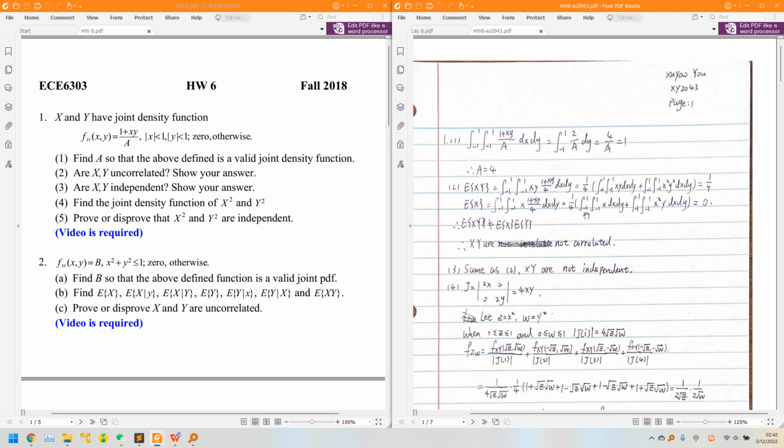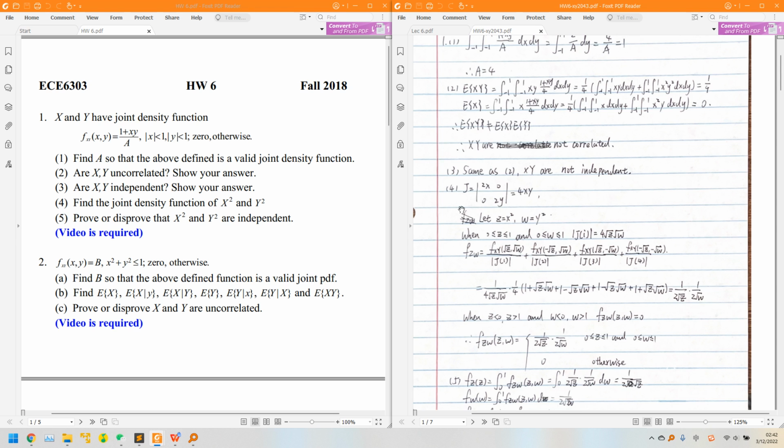the result is 0, and for the expectation of x times y, the result is 1/9. So the expectation of xy is not equal to the expectation of x times the expectation of y. Therefore x and y are not correlated, and they are not independent.